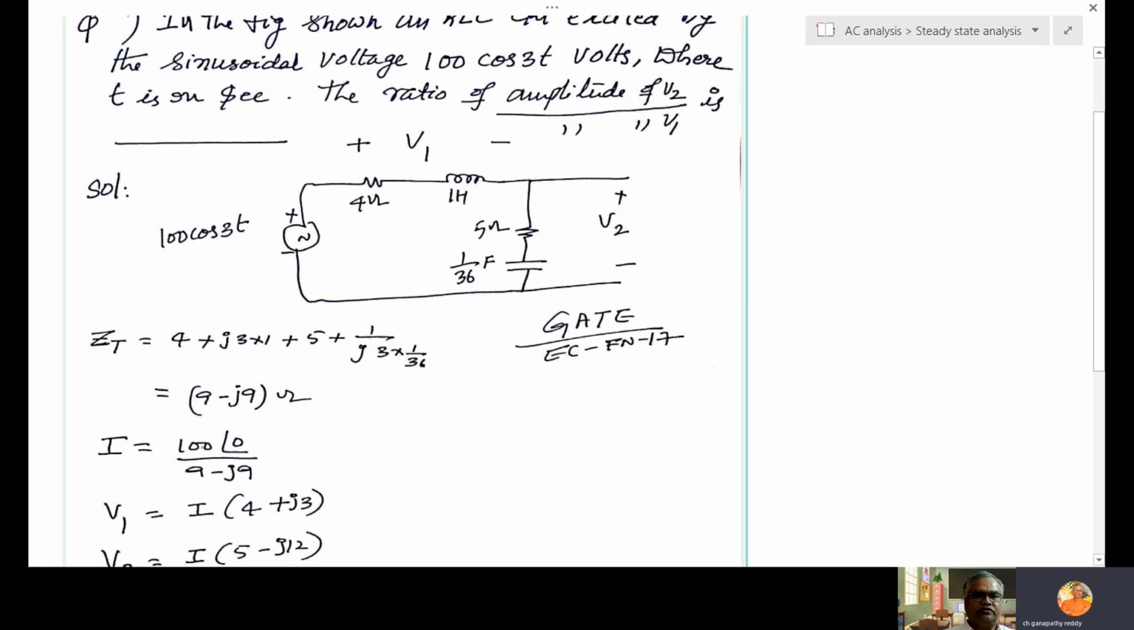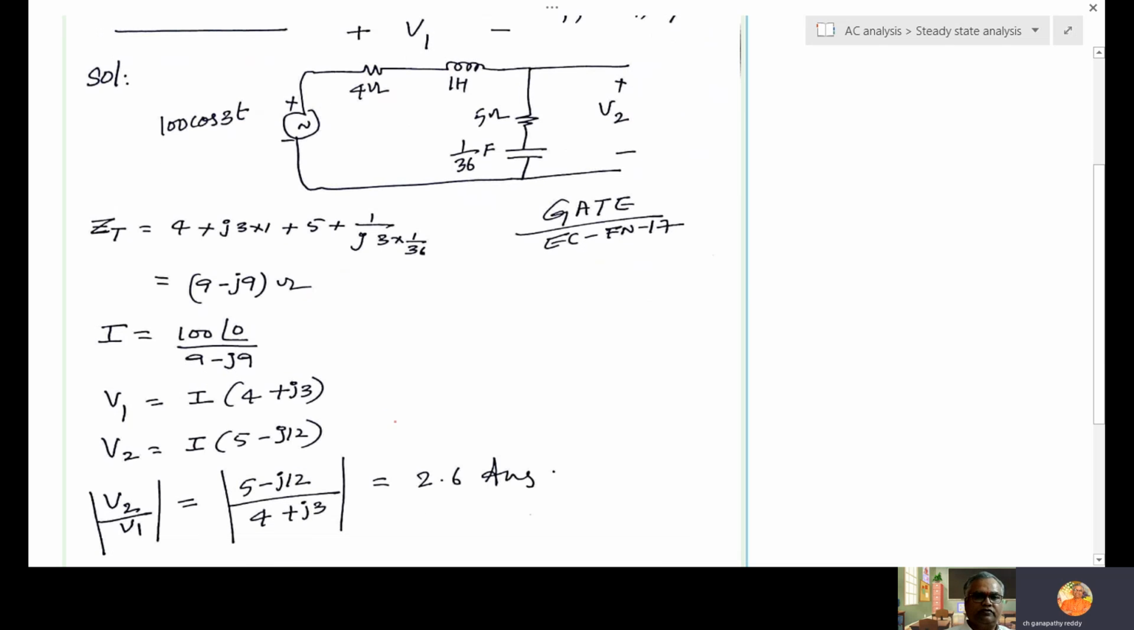What is the current? 100 angle 0 by 9 minus j9. So this is the current. What is the voltage V1? Current into 4 plus j3, no? This inductive reactance is j3. So current into 4 plus j3 is V1. V2 is current into 5 minus j12, this is minus j12.